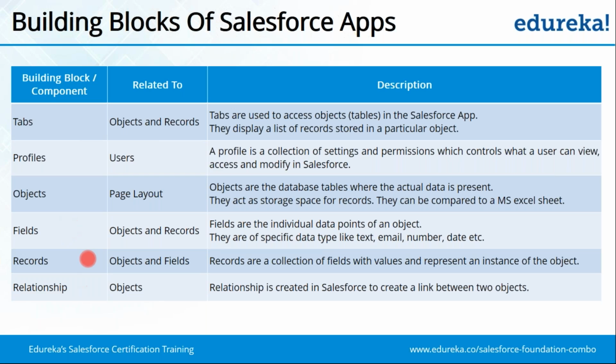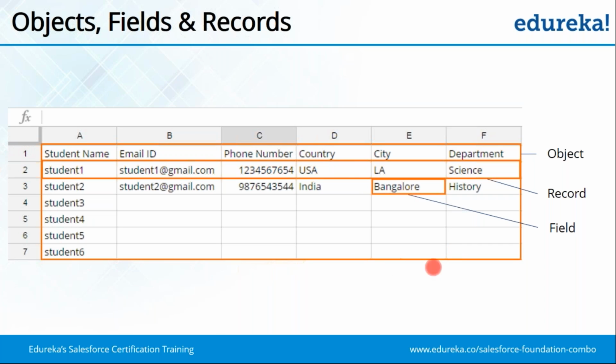Now let me show you an example of this. This whole table can be related to that of an object. Each cell is a field, like Bangalore, like history. All of these are separate fields, and a group of fields make a record. As you can see here, the different details about the student are stored in different fields, and all these fields together make up a record of one student. Okay, let's get back to our slides.